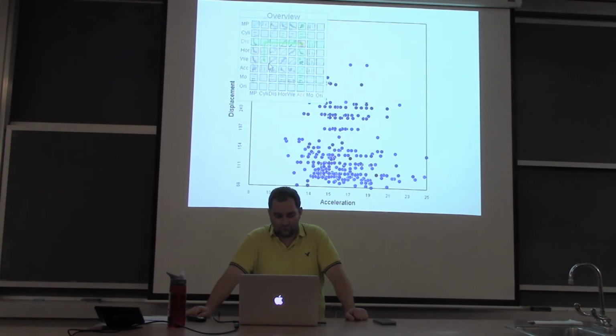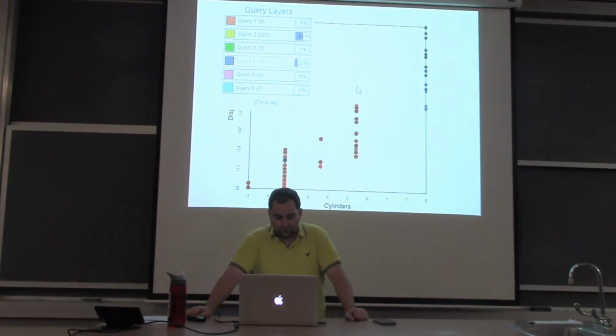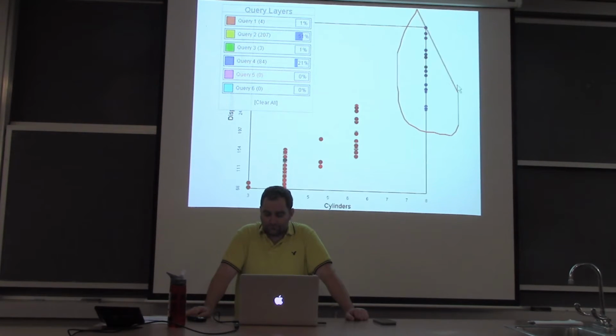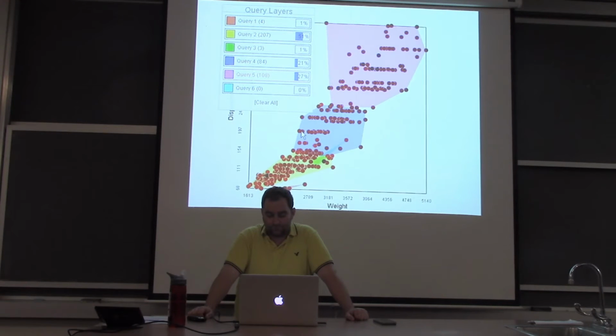Finally, path drawing allows the user to draw the path to traverse on the surface of the scatterplot matrix. Scatterdice allows the user to build queries using the query layer box and a lasso tool, and then see how the queries distribute in other plots.